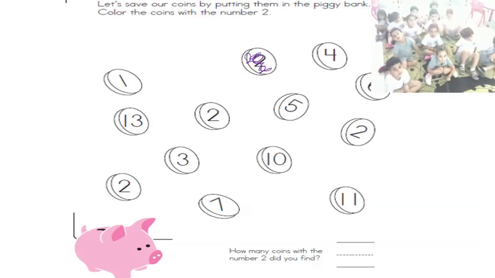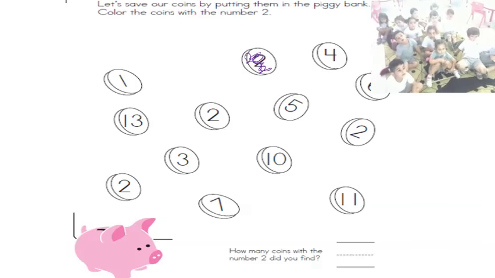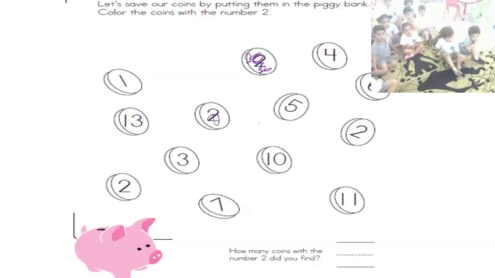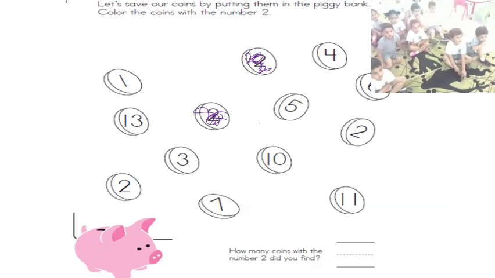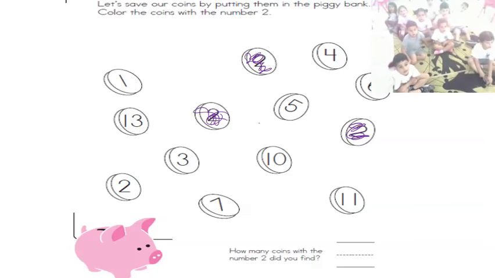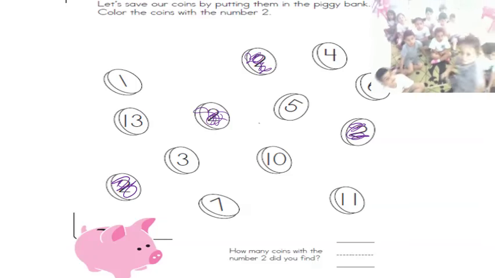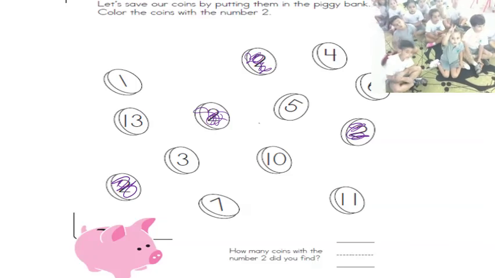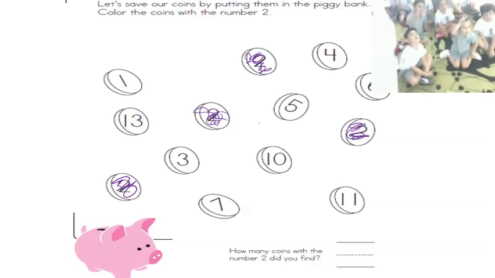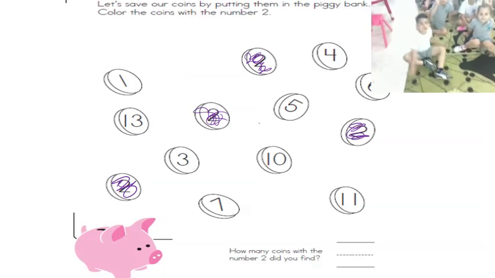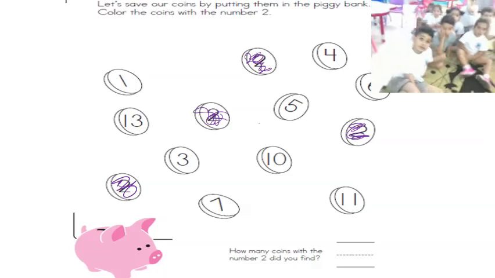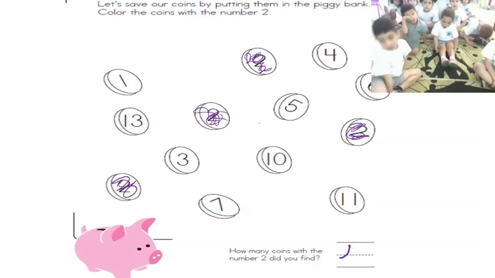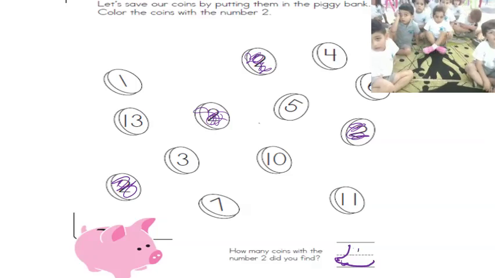Where can I find another number 2? Can anyone come to the board and show me? Ren, show me, where can I find number 2? Good. Another number 2. Good. Okay, you can go back to your seat. Let's count how many number 2 we have. 1, 2, 3, 4, right? Ren, can you come and write number 4? Hold the pen. Let's write number 4. Good.